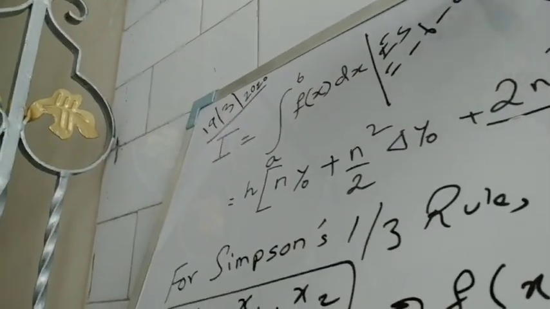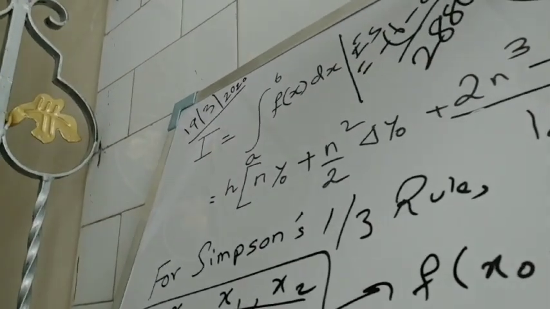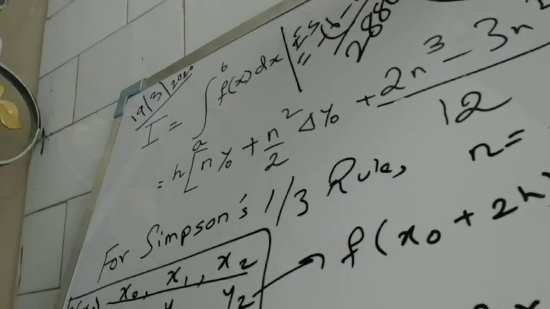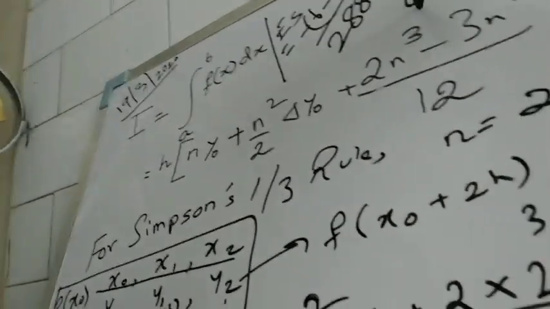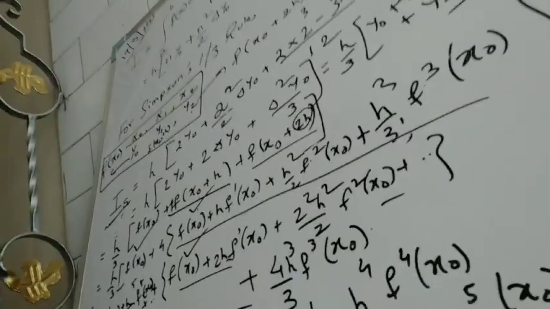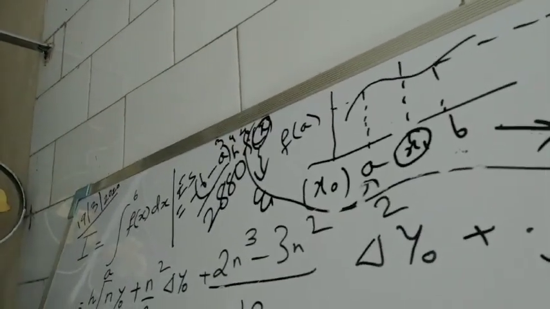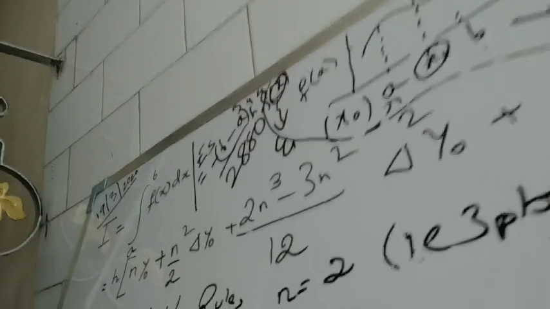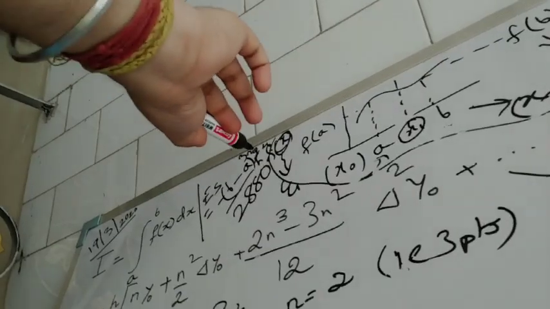Es is equal to minus (b minus a)^5 by 2880 f4(x) h4. You can replace x by any small term zeta which lies between x0 and x2. So this is your final error expression. Remember the order is basically this h to the power 5.